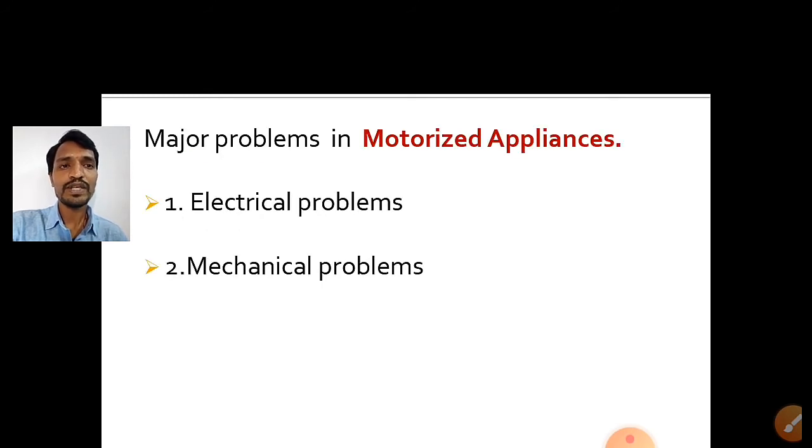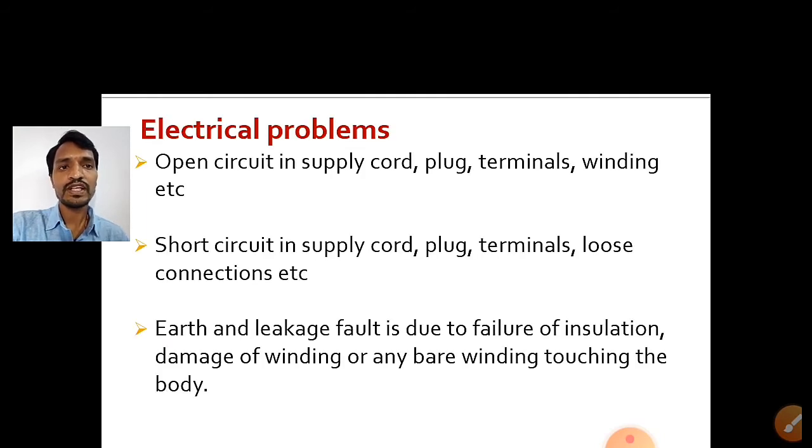Next, the major problems we are going to face in motorized appliances are: number 1, electrical problems, and number 2, mechanical problems. These are rotating machines, so we face both problems. Let us see what the electrical problems are. Electrical problems are open circuit in the supply cord. Supply cord is nothing but the supply wire, the power supply cable. If the cable is open at any point, the supply is unable to enter the equipment.